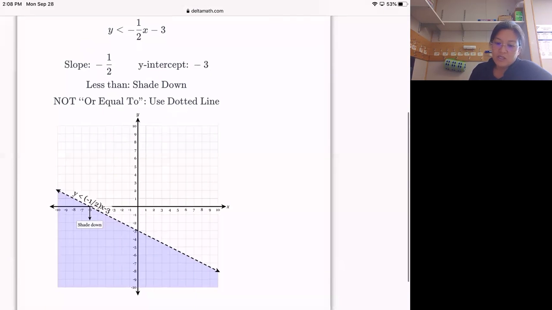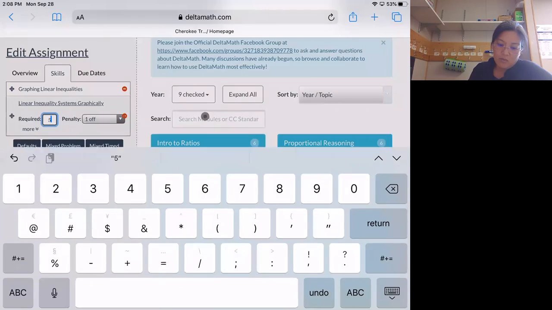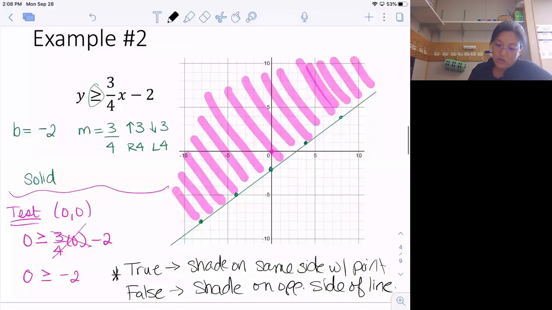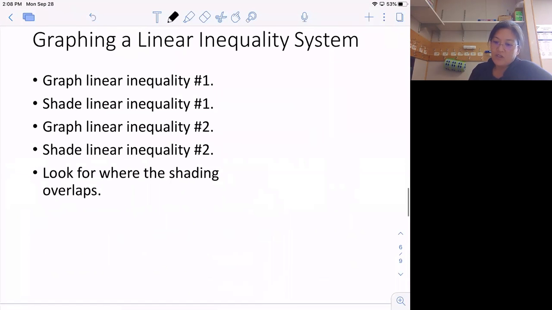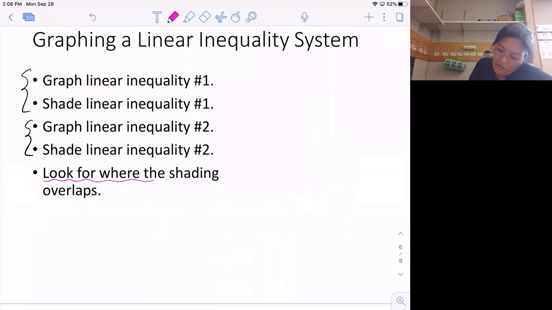Okay, so there's the Delta Math aspect of what we're actually doing. All right, on to solving, graphing a linear inequality system. The process is going to be identical. We're going to graph the first line. We're going to graph the second one. And then the answer to our system is, look for where the shading overlaps. That's it, not going to change.